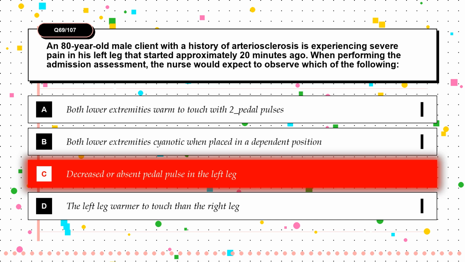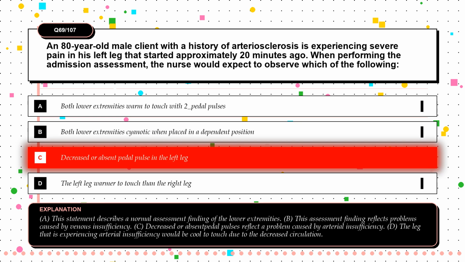The correct answer is option C. Decreased or absent pedal pulse in the left leg. A. This statement describes a normal assessment finding of the lower extremities. B. This assessment finding reflects problems caused by venous insufficiency. C. Decreased or absent pedal pulses reflect a problem caused by arterial insufficiency. D. The leg that is experiencing arterial insufficiency would be cooler to touch due to the decreased circulation.